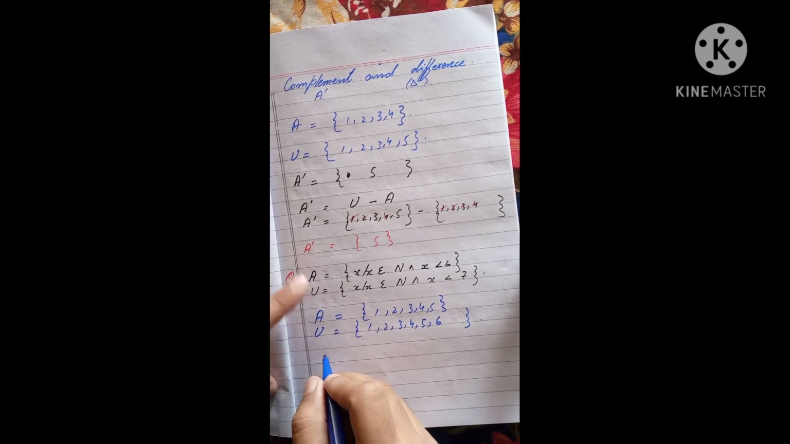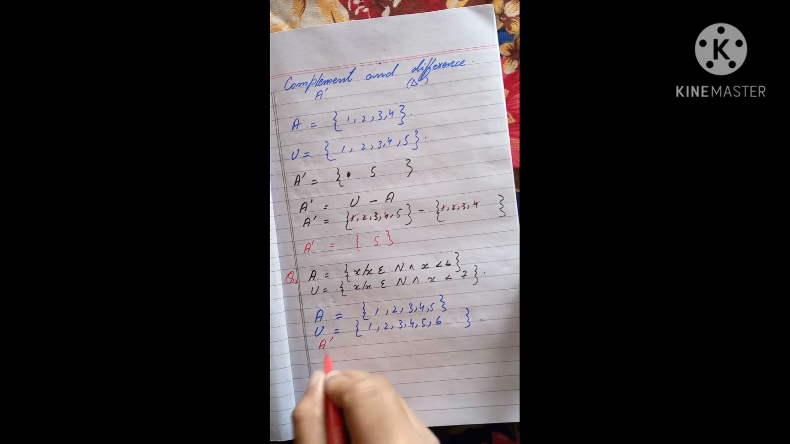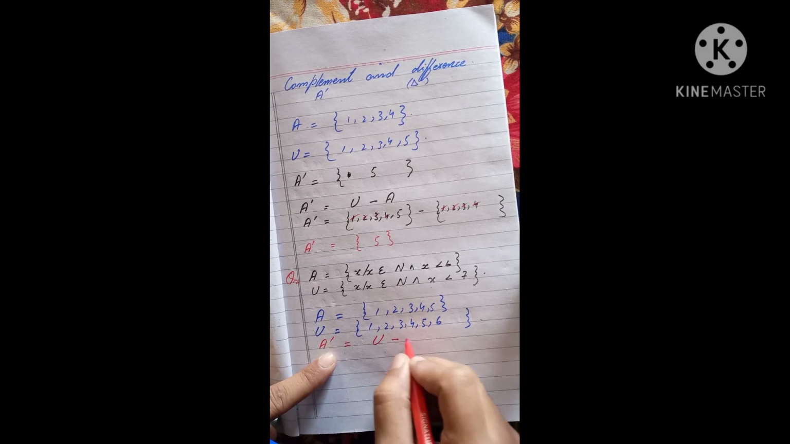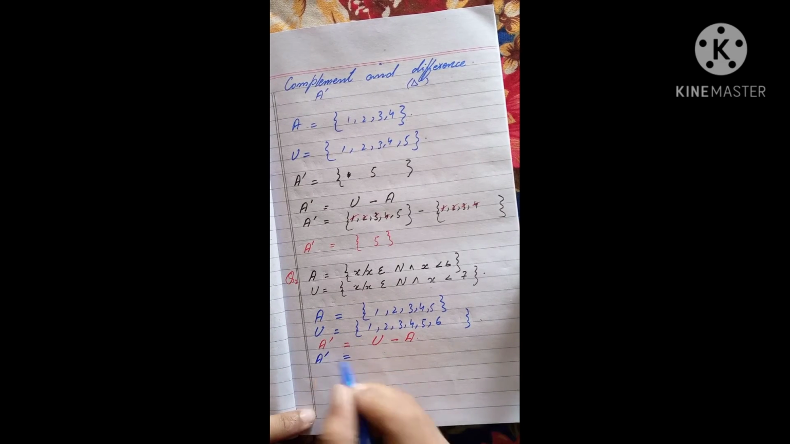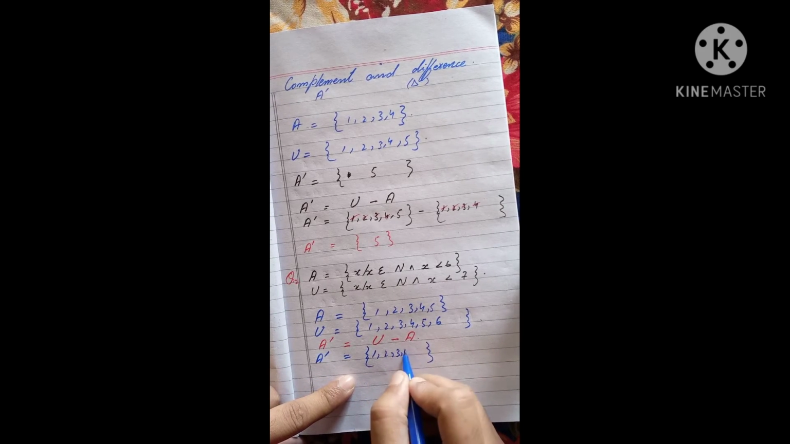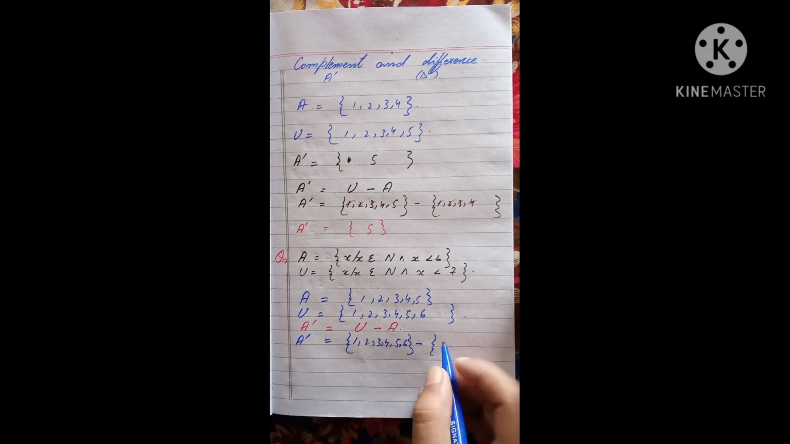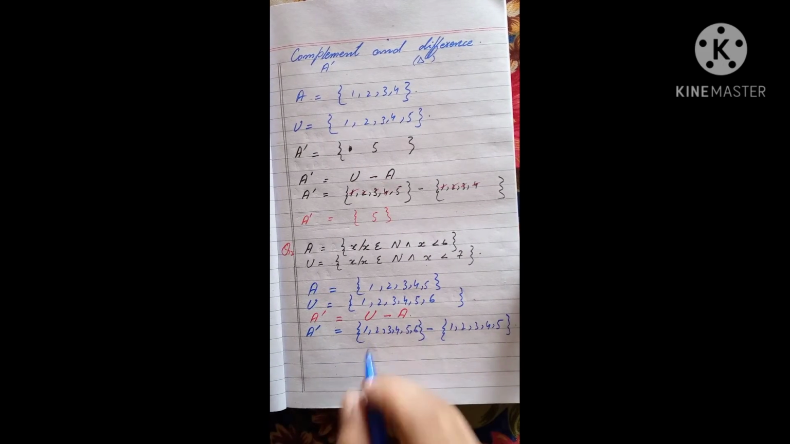Now we have to find the complement of A, or we can say A complement. To find a complement, we know that we have to subtract set A from the universal set. So universal set minus set A. First we write the universal set, which contains the elements 1, 2, 3, 4, 5 and 6. Then the minus sign, and then we write set A, which contains the elements 1, 2, 3, 4 and 5.